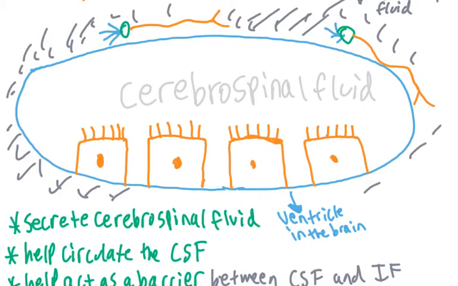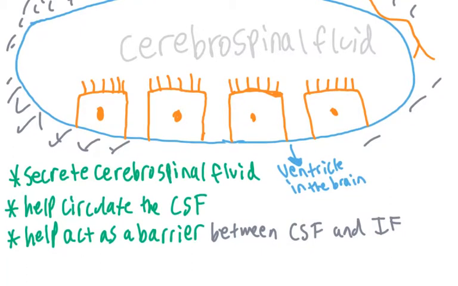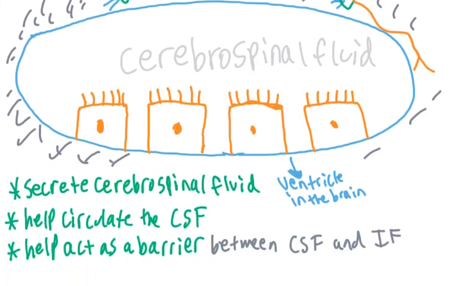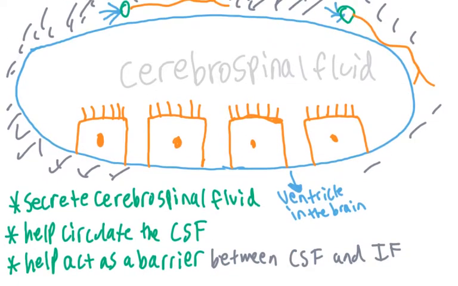They help circulate the cerebrospinal fluid with their cilia-like projections, and they're simple cuboidal cells, right? We already mentioned that type of epithelial cells. They help act as a barrier between the cerebrospinal fluid, which is inside the ventricles, and the interstitial fluid, which is outside the ventricles and between our neurons and our brain tissue. So that's pretty much the job of ependymal cells.